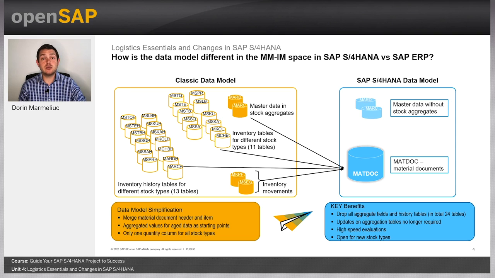We have only one quantity column for all stock types. All these changes brought with them a lot of key benefits like on-the-fly aggregation of inventories, no locks anymore, ensuring full scalability. High-speed evaluations are now possible.